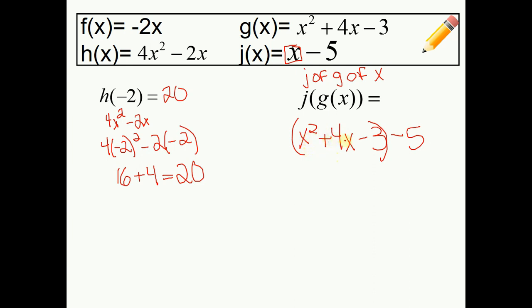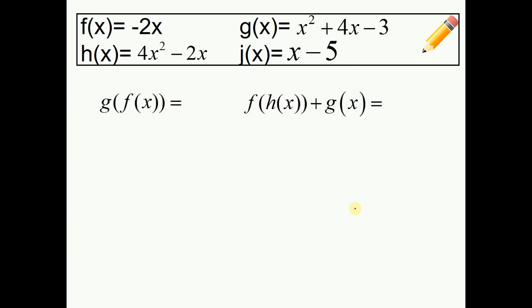Now, let's combine like terms. x squared plus 4x, nobody to combine, so let's just write it down here. And then I got negative 3 minus 5, which would be negative 8. So what does that mean? The function composition j of g of x is equal to x squared plus 4x minus 8. Let's try another two problems here.